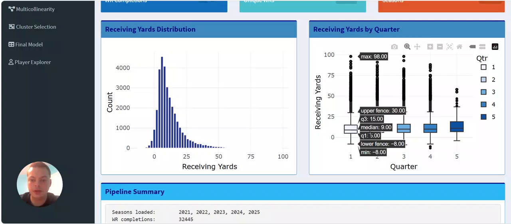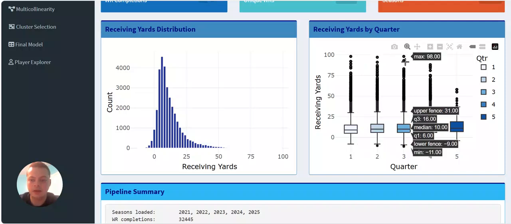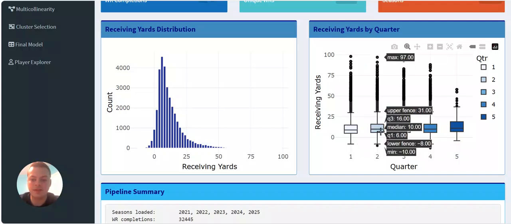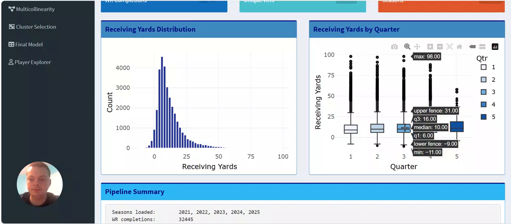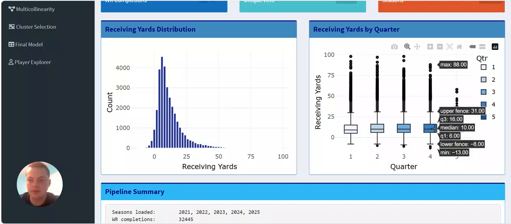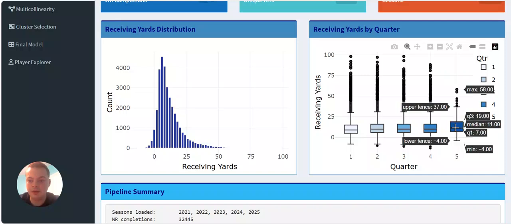And then receiving yards by quarter, this would be for an individual wide receiver. The most in the first quarter is 98, the least is -8. And then the most in the second quarter is 97, least is -10. Most in the third quarter is 98, least is -11. Most in the fourth quarter is 88, least is -13. And then the most in overtime is 58, with the least being -4.